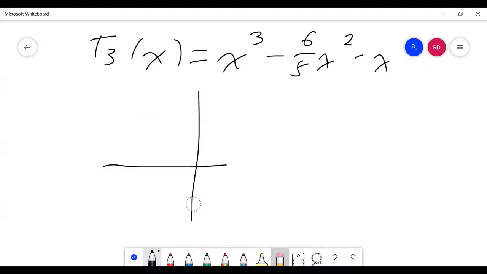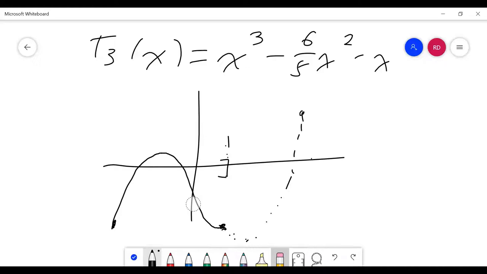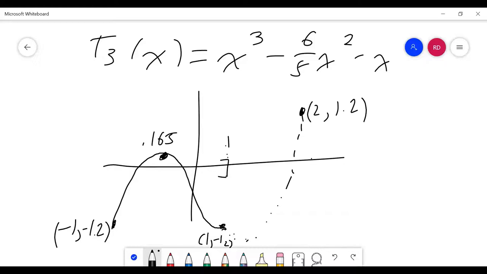But when I graphed that, what I got was something kind of like this. Here was the dotted line. For the part that's outside the set E, this little gap between 1 and 2, I'm just going to use a little dotted line. And it looked like this. Here it was negative 1, negative 1.2. Over here it was 1, negative 1.2, although it did go down a little more after that. And up here it was 2, 1.2. But this right here was a y value of something like 0.165. It was a lot lower than the other one. And that told me that I must have done something wrong.